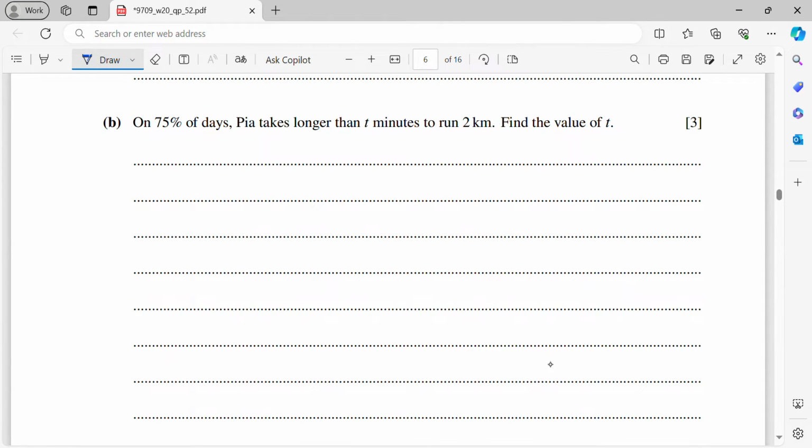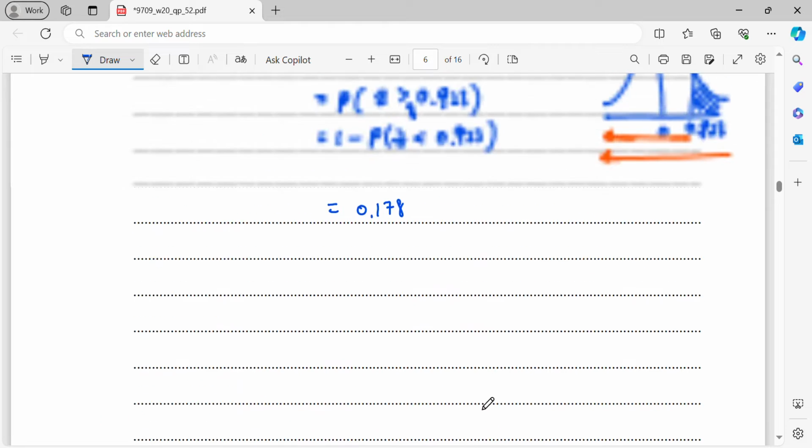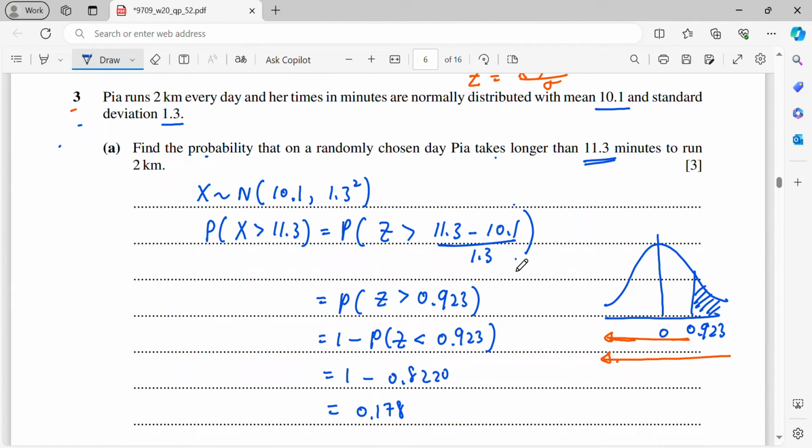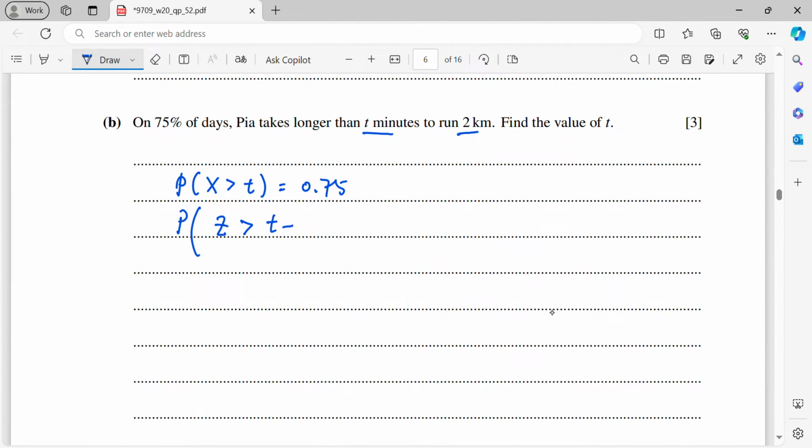Okay, now B. On 75% of days, Pia takes longer than t minutes to run 2 kilometers. Find the value of t. So P(X > t) is 0.75 because 75%. So from here, I standardize it. So it becomes P(Z > (t minus the mean) over the standard deviation), mean is 10.1, standard deviation 1.3, so (t minus 10.1) over 1.3, that is 0.75. Okay, so from here, now I need to draw the graph.